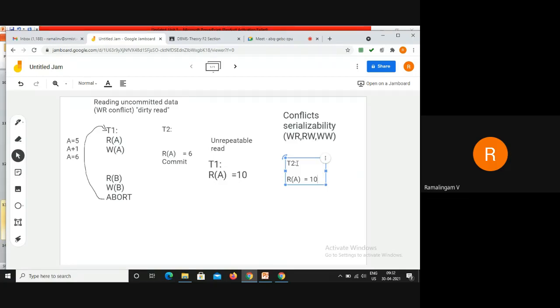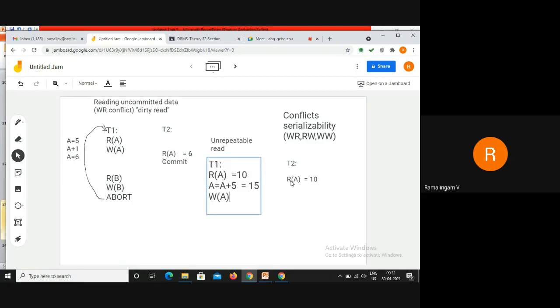Now in T1, we update the value: A equals A plus 5, in the sense A is changed into 15. So now the value of A is 15. Now we are writing A.